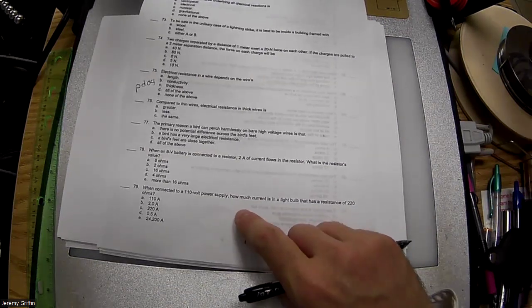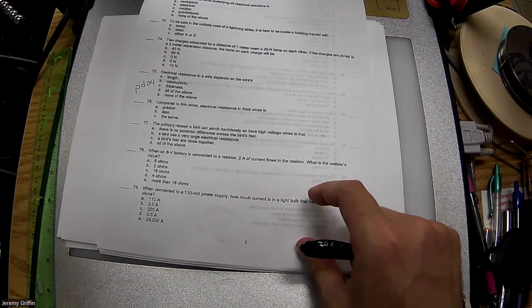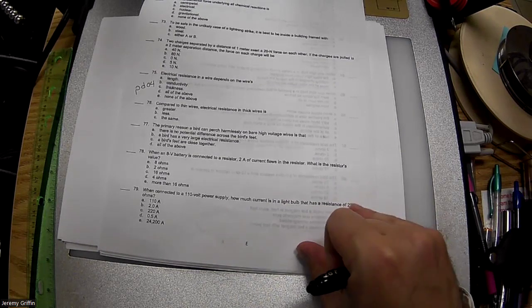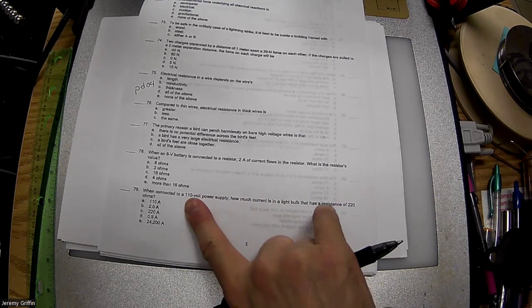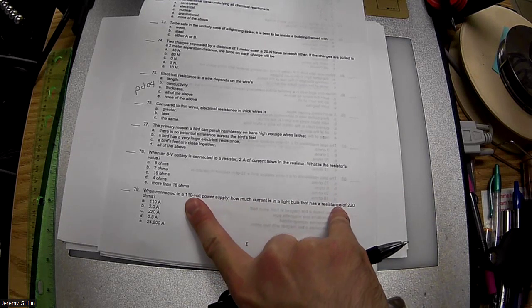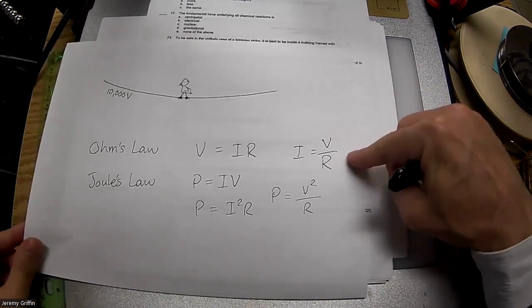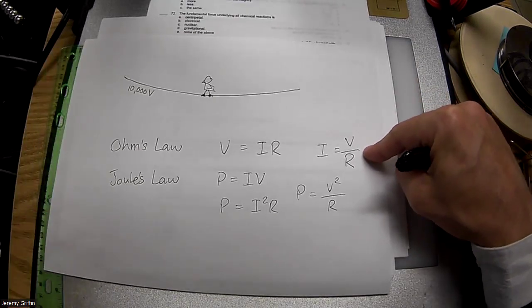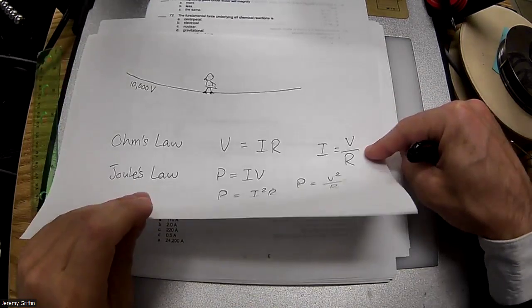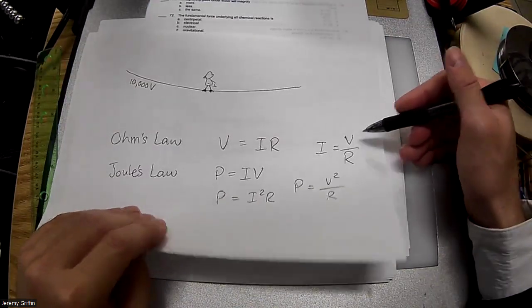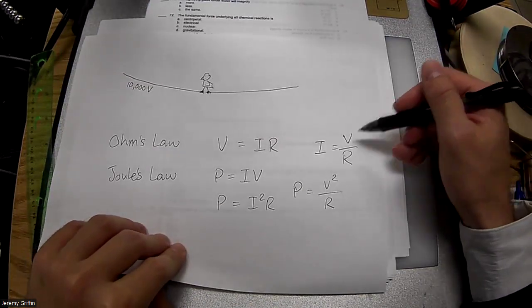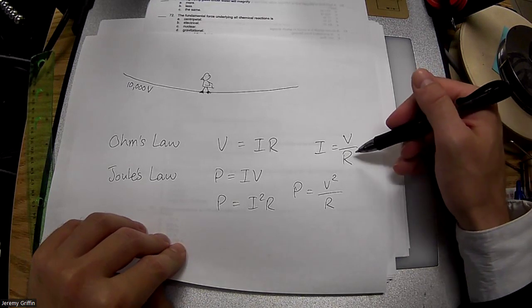When connected to a 110 volts power supply, how much current through a light bulb with a resistance of 220 ohms? Let's see, they gave us how many volts and how many ohms of resistance. What's the current? That sounds like this form of Ohm's law right here. So what were the numbers? It was 110 volts, 220 ohms. Guys, what's 110 volts divided by 220 ohms?